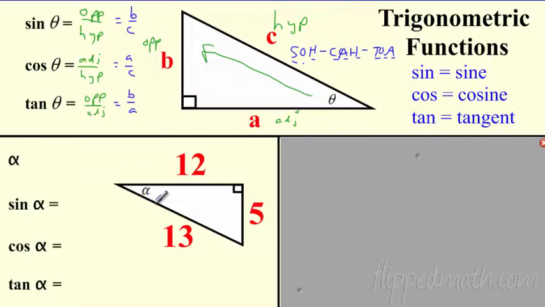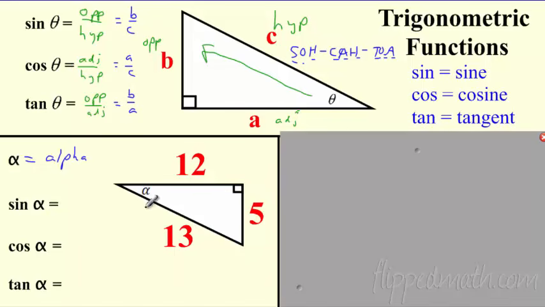All right, notice in this example here, I changed the angle. Instead of using theta, I'm using this symbol here. This is just the Greek symbol for alpha, so don't freak out. We're going to start using some different letters besides theta. So that is alpha. So what's the sine of alpha? If this is alpha, it's opposite over hypotenuse. So in this case, it's going to be 5 over 13. Opposite over hypotenuse. Again, hypotenuse is always across from that right angle.